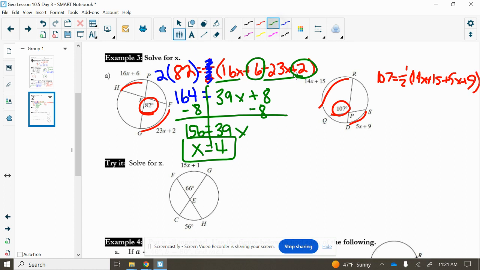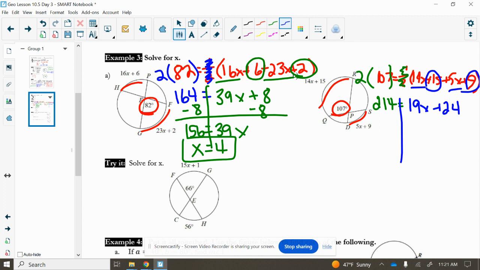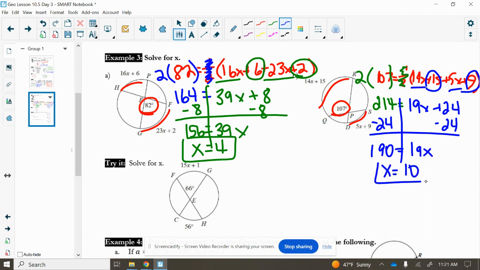So again, the easiest way to get rid of this is to double both sides. So we get rid of the 1/2. 2 times 107 is 214. And on the right-hand side, 14x plus 5x is 19x's. 15 plus 9 is 24. Subtract the 24 from both sides. We end up with 190 on the left-hand side. And then divide by the 19, x is equal to 10.